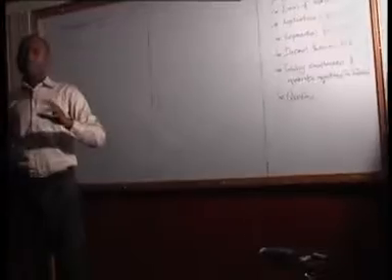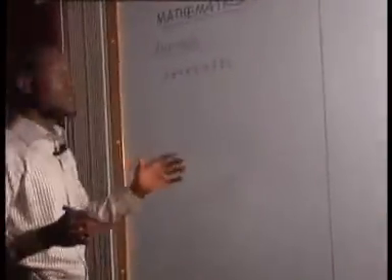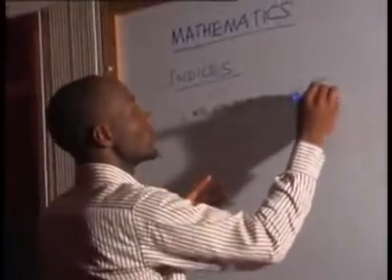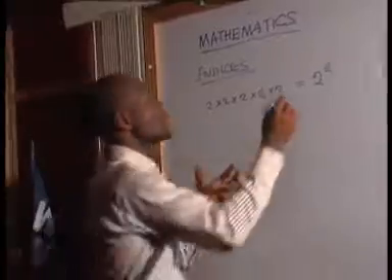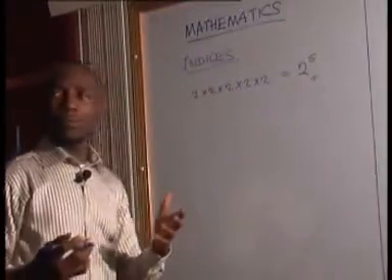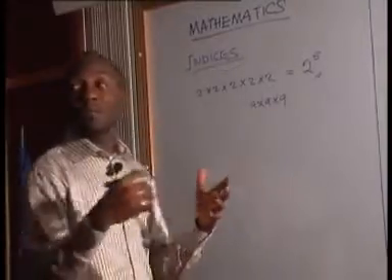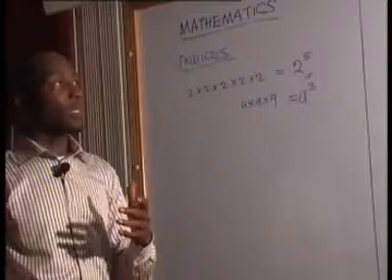Basically, indices or index notation is just a short way of writing the product of numbers. For example, you have a number 2 times 2 times 2 times 2 times 2. Instead of writing 2 times 2 times 2 times 2 in 5 places, you simply say 2 raised to power 5. Are you getting it? Or you have a times a times a. Instead of writing it this way, just say a raised to power 3. Fine. So let's look at the laws.